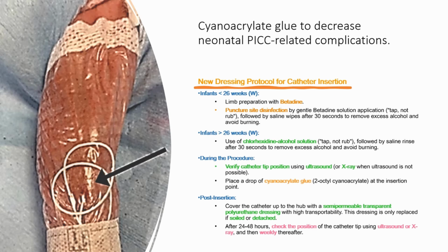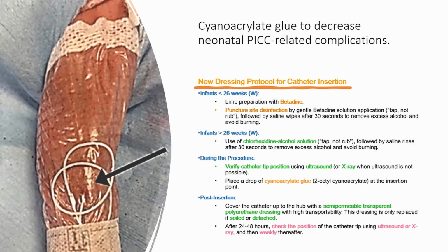After 30 seconds, we'll follow with saline wipes to remove any excess alcohol and reduce the risk of skin burns. For infants greater than 26 weeks, we'll use a chlorhexidine alcohol solution, again with the same technique. Tap, not rub, and rinse with saline after 30 seconds. This ensures we maintain antimicrobial protection without compromising delicate skin.